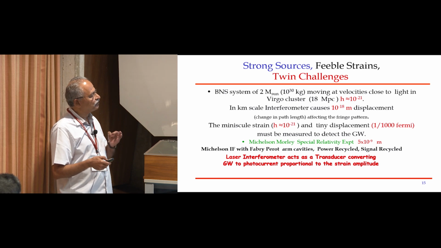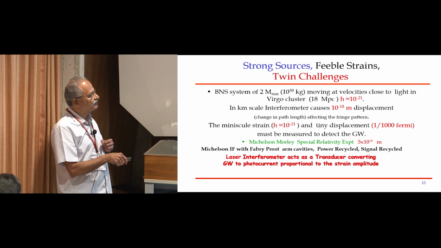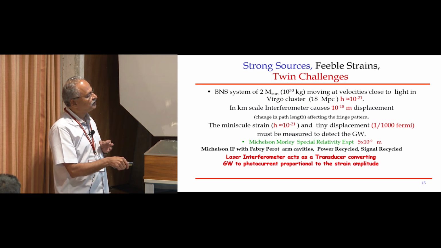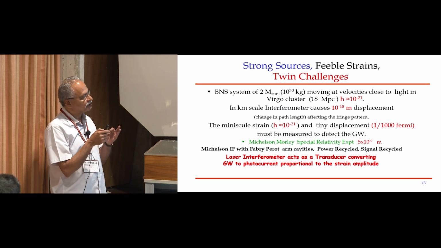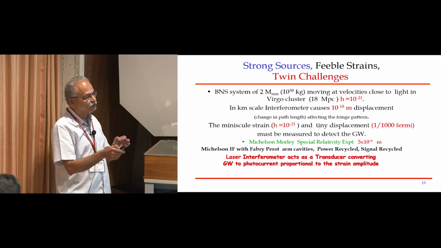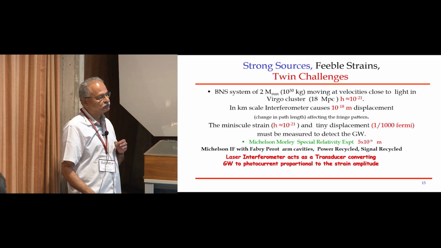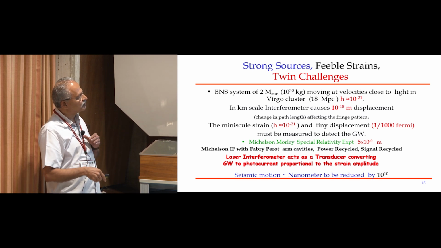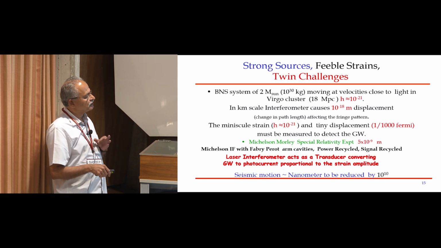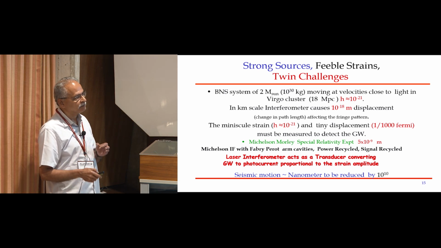So physically what is really happening is, the laser interferometer is acting like a transducer. It's converting the gravitational wave to a photocurrent which is proportional to the strain amplitude. So the current would be proportional to the amplitude, and therefore you will be able to detect the strain which you want to do. So this is the order of magnitude of this particular quantity, but you realize that there are many other challenges to be overcome.